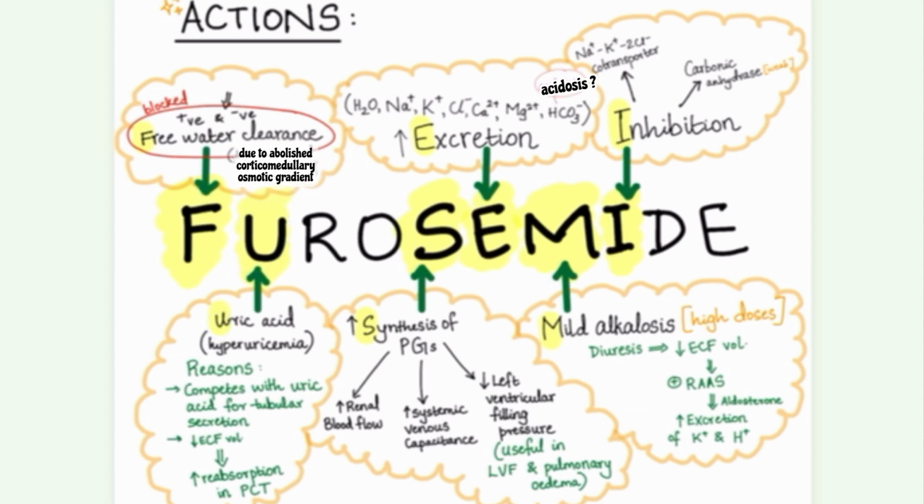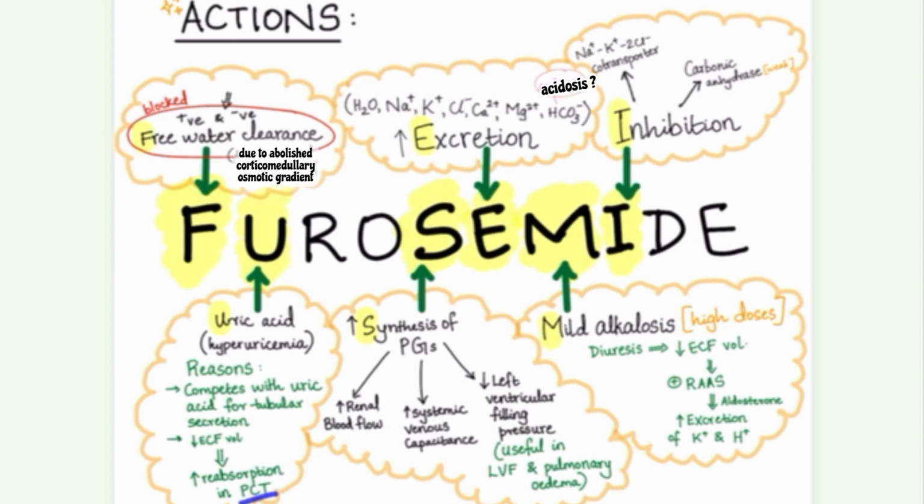That is, furosemide will lead to hyperuricemia. There are two reasons for the same. The first one is that furosemide will compete with uric acid for tubular secretion, so this will decrease uric acid excretion. Next, furosemide causes diuresis, so ECF volume will fall and this will stimulate reabsorption of uric acid in the proximal convoluted tubule.